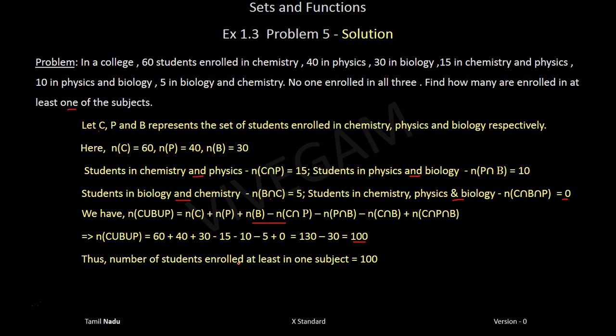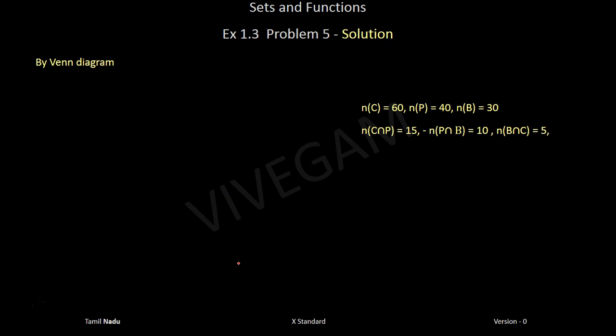Okay. Now let's do the same using a Venn diagram. So this is what is given. The number of students in chemistry is 60, number of students enrolled in physics is 40. All this data is given. Now you can see there is a commonality between chemistry and physics. All the sets are normally represented by circles.